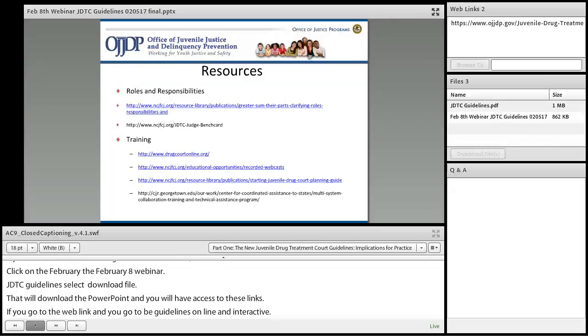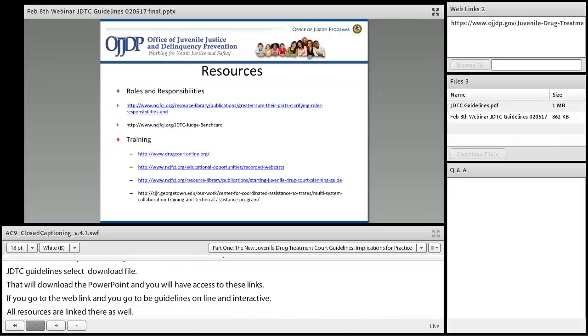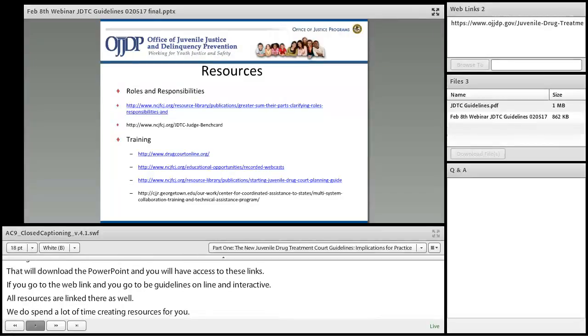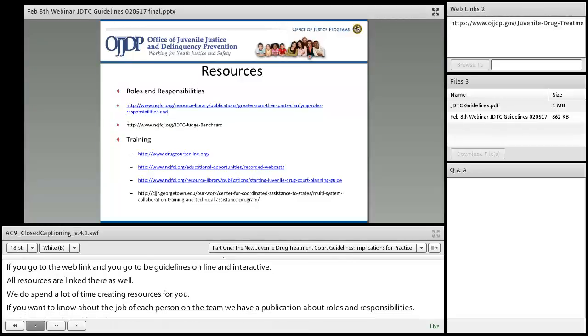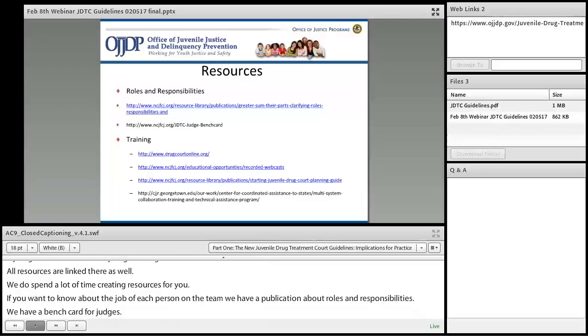If you want to know what the job is of each person on the team, we have a publication about roles and responsibilities. We have one bench card just for judges, so you can find out a little more about how to be a judge in the Juvenile Drug Treatment Court. And then there are a lot of training resources.